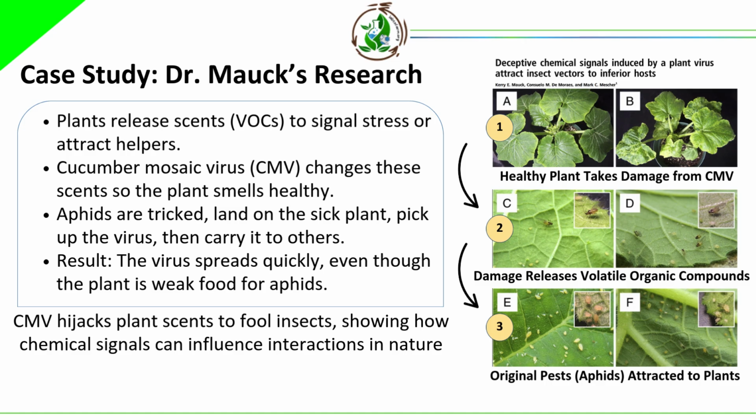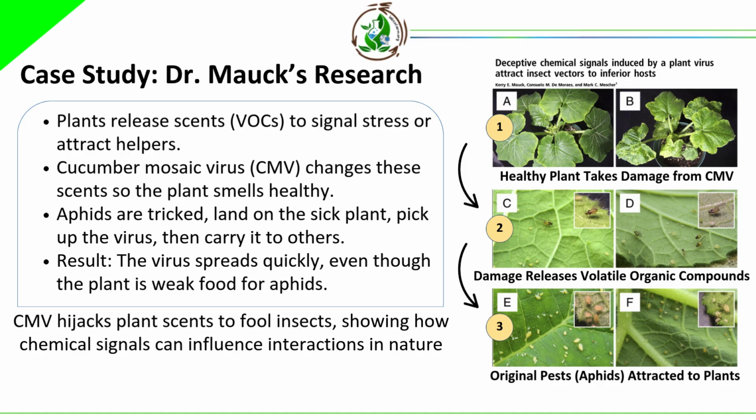While they're drinking the plant's sap, they accidentally pick up the virus. Then the aphids do what aphids always do. They move on quickly to another plant, but now they're carrying CMV with them. And just like that, they spread the virus to the next plant, and the next one, and the next one.